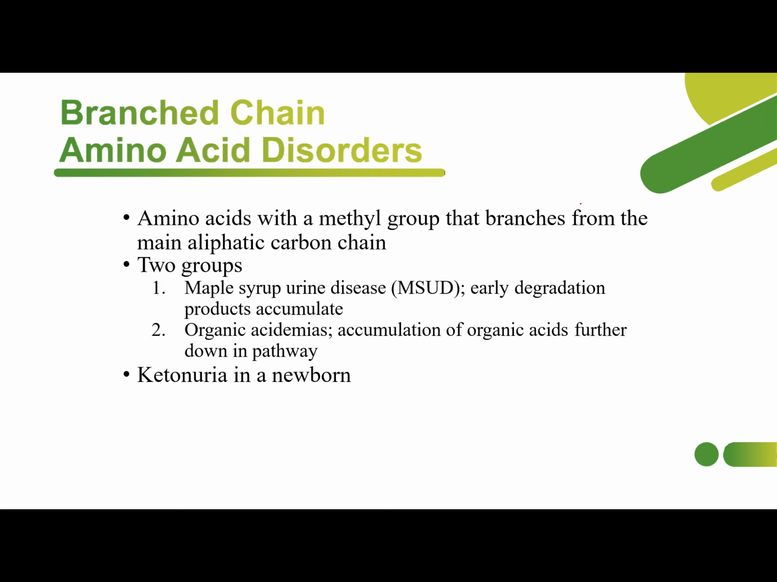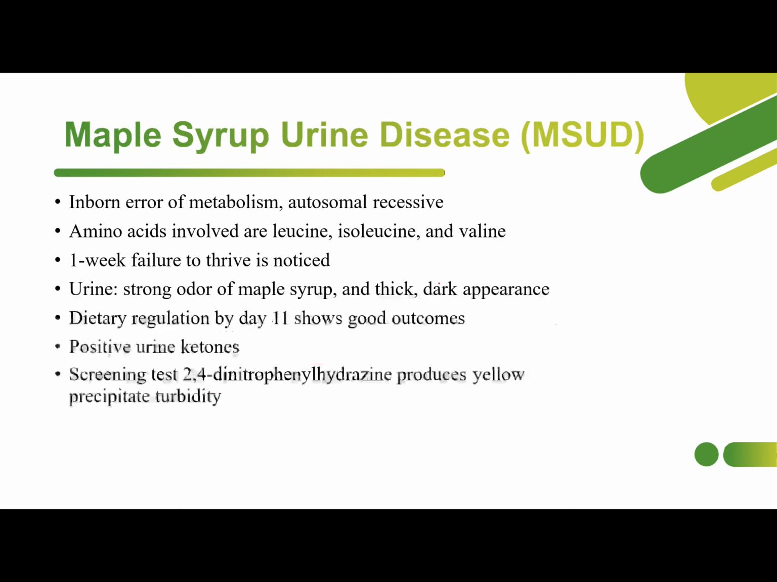Then we have your branched-chain amino acid disorders. So these are amino acids with a methyl group that branches from the main aliphatic carbon chain. There are two types of branched-chain amino acid disorder. We have your MSUD, where early degradation products would accumulate. Then we have your organic acidemias, with accumulation of organic acids further down in the pathway. It can cause ketonuria in newborns.